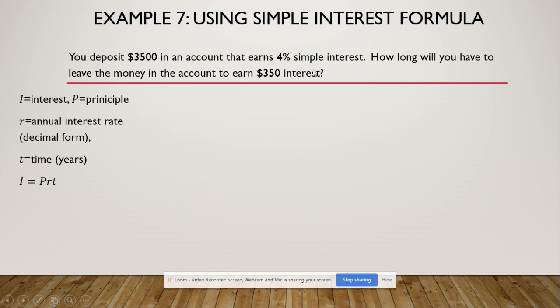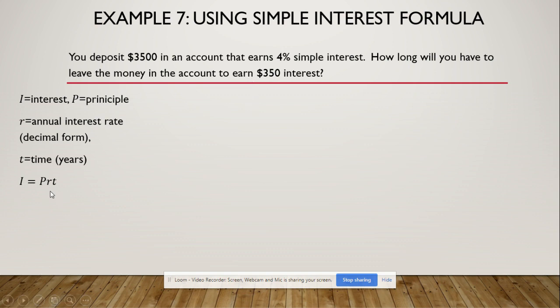Now, what we want to know in this problem, well, we've deposited $3,500 in an account that earns 4% simple interest. So we know the principal. That's how much we deposited. We know the interest rate. The question is, how long will we leave the money in the account to earn $350?